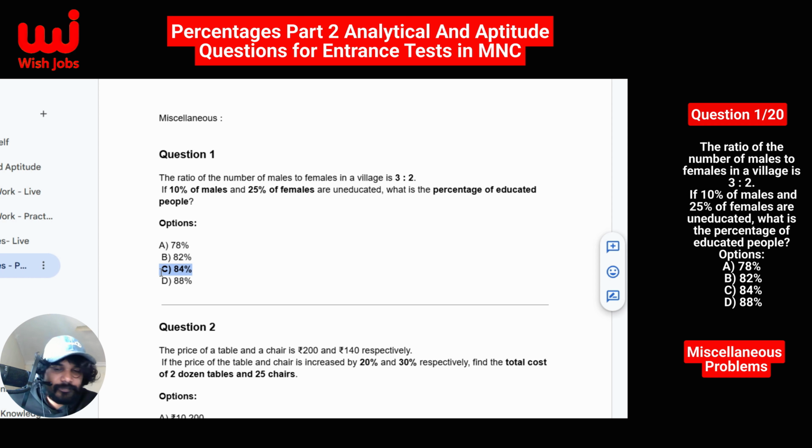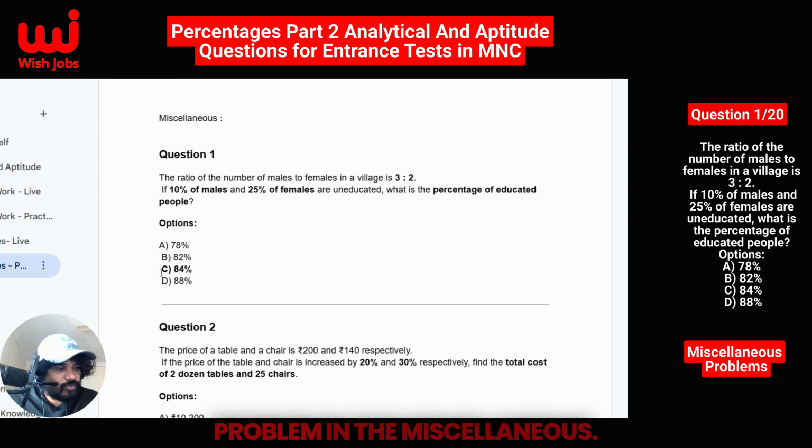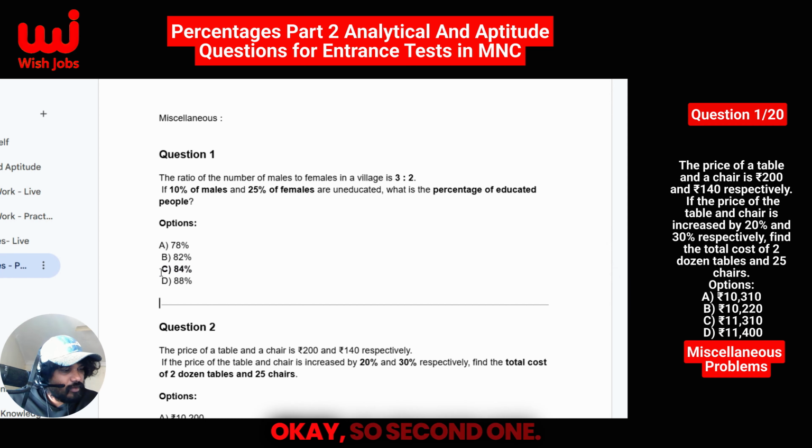Did you get the answer? How much? Excellent. So 300:200, and then you will divide between educated and uneducated, and then you will calculate the percentage of the educated people. Okay, so we solved the first problem in the miscellaneous. Okay, so second one.